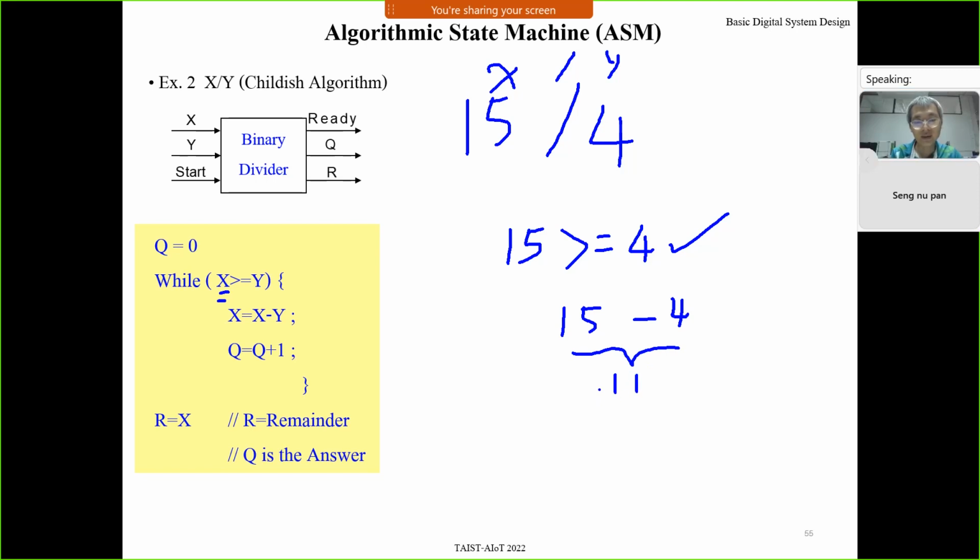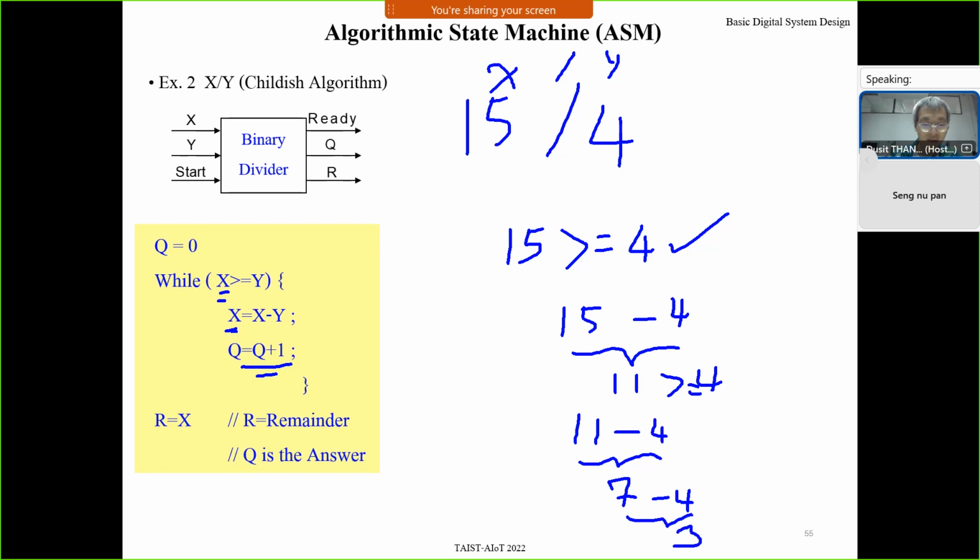11, right? So update x and then count q. Count q, 0, count up to 1, okay? After that, 11 is still greater than 4, right? So I do this again, minus 4. Then it becomes what? It becomes 7, okay? 7 is still greater than 4, so I minus 4 again, and now it becomes 3.